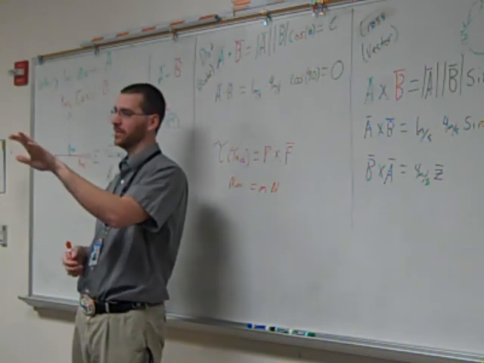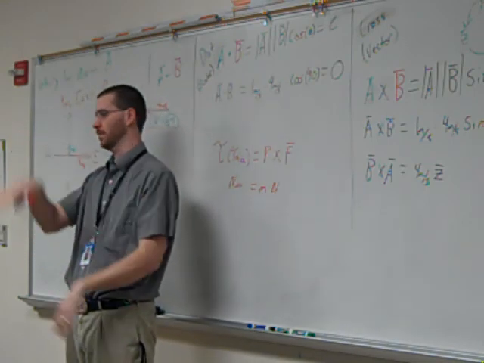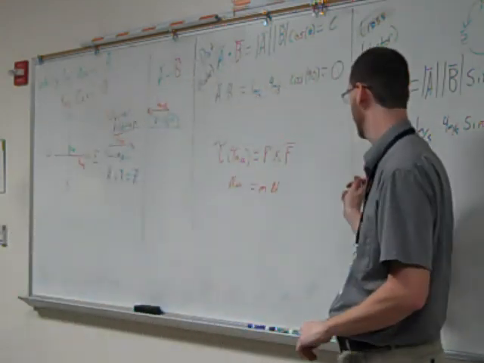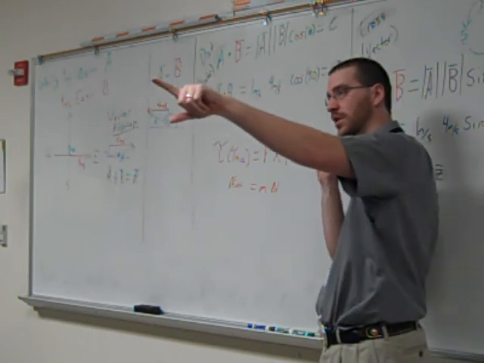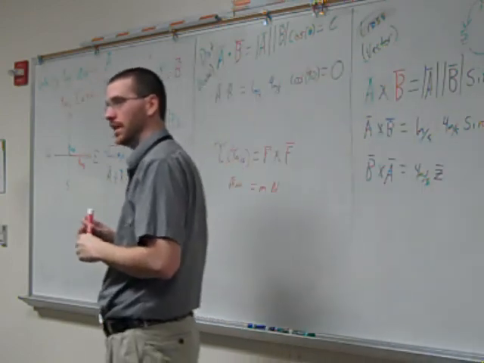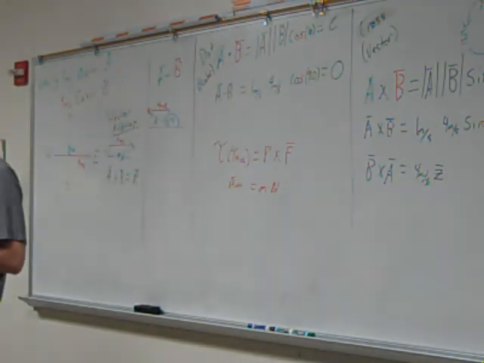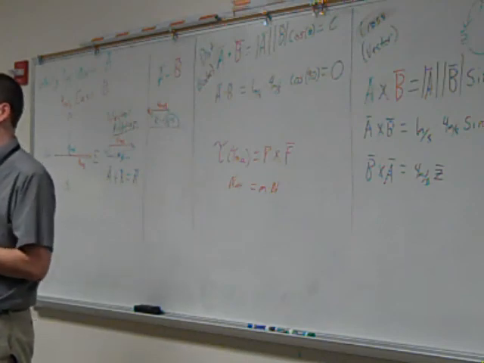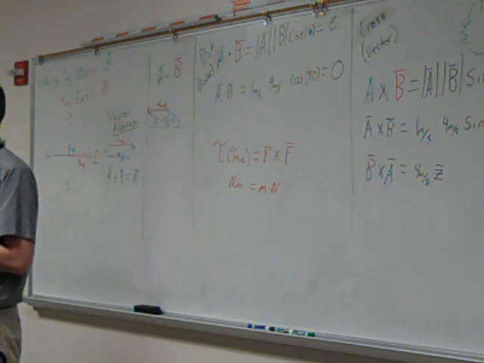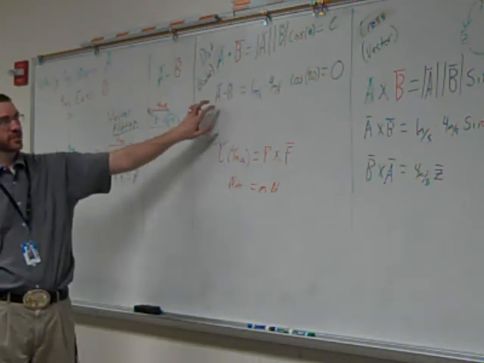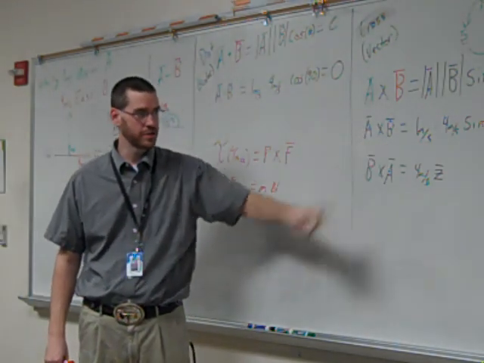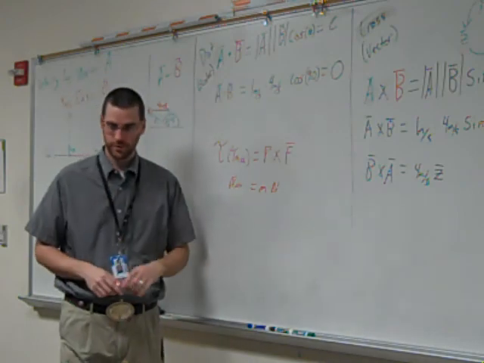I'm not going to go into angular momentum right now, but just be aware it's coming. This is why we started talking about the cross product, because earlier I told you about work. Work is force dotted with your displacement. What's the unit for force? Newtons. What's the unit for displacement? Meters. What's the unit for work? Joules. Because these are in the same direction, you get a joule. These are 90 degrees to each other, so you don't get joules, you get newton meters.